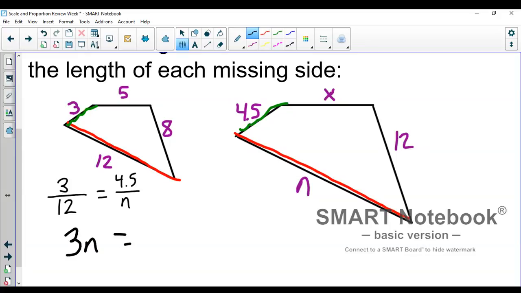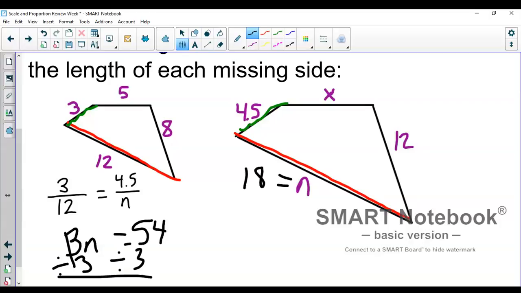And then on our Desmos calculator, because there's no reason to try to do this in your head, you'll go 4.5 times 12, and you'll get 54. So 3 times n is 54. You'll divide each side by 3, and you'll find that that missing side is 18. So n is equal to 18. So we solved half of it.